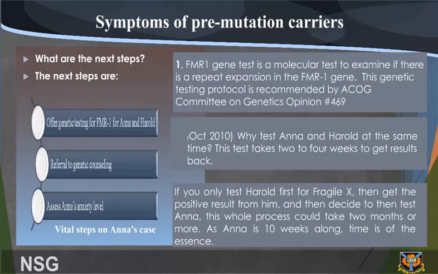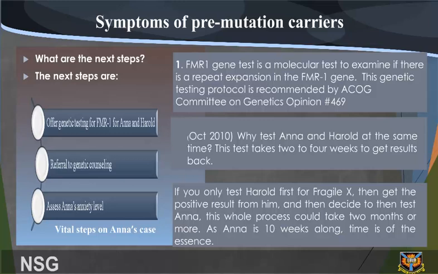What are the next steps? The next steps are: offer genetic testing for FMR1 for Hannah and Harold. Referral to genetic counseling. Assess Hannah's anxiety level.